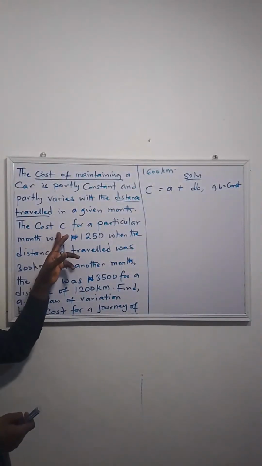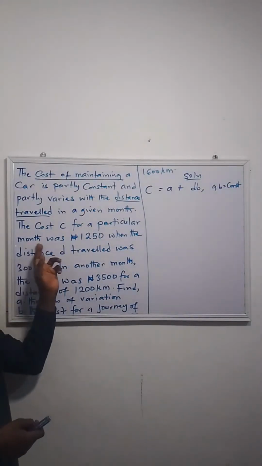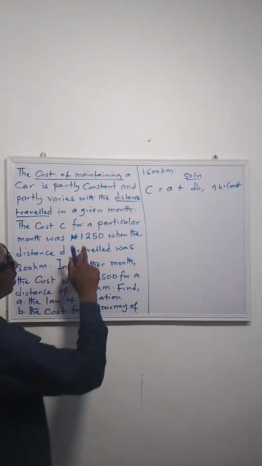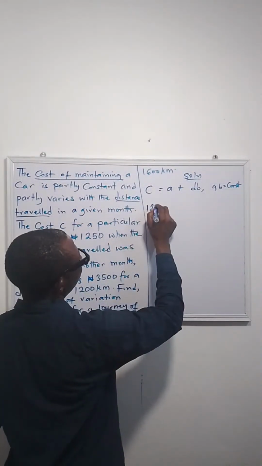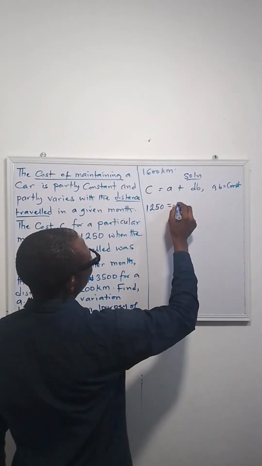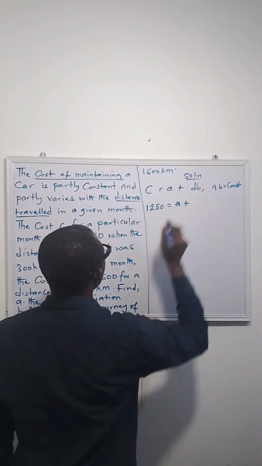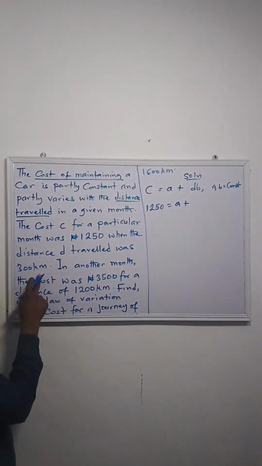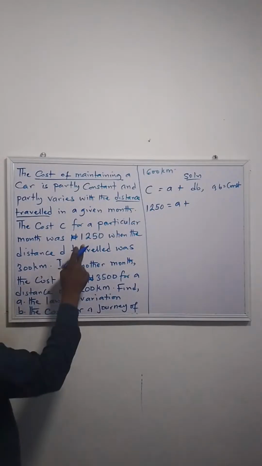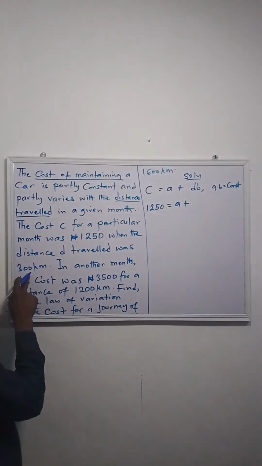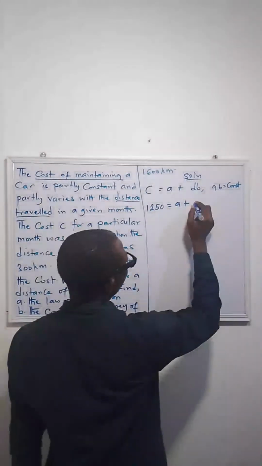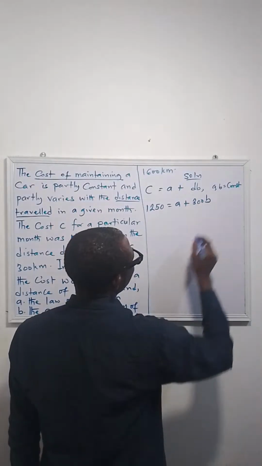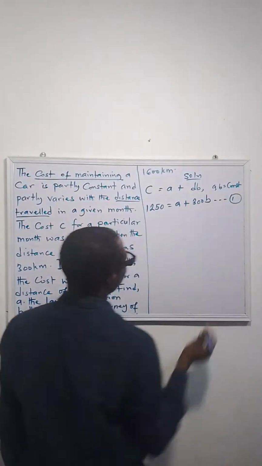Now the cost C for a particular month was 1,250 naira. So that is C is 1,250, equals a plus, now when the distance D traveled is 300. Hope you understand that. That is when C is 1,250, D is 300. So let's plug in the value of D. That is going to be 300b. We call this one equation 1.